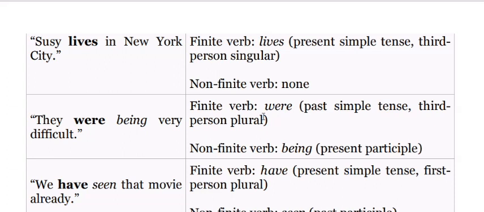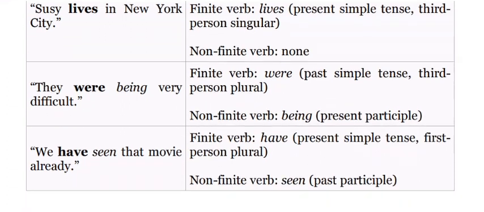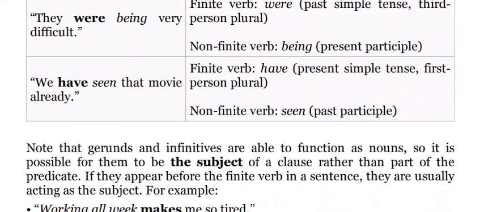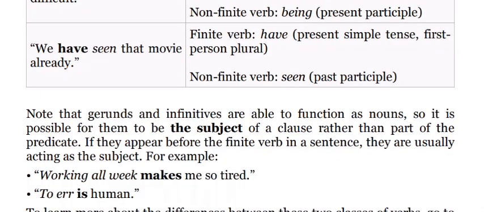We have seen that movie already. Finite verb: have, present simple tense, first person plural. Non-finite verb: seen, past participle. Note that gerunds and infinitives are able to function as nouns.